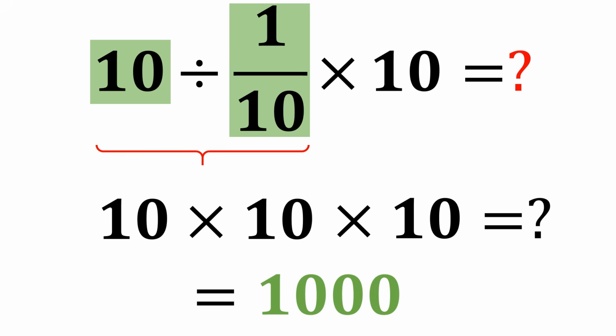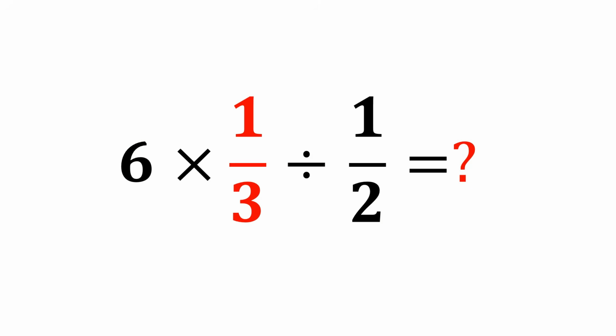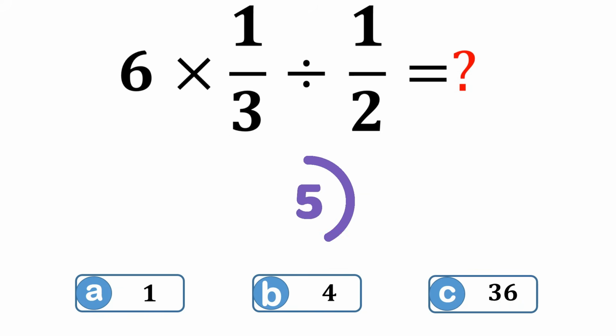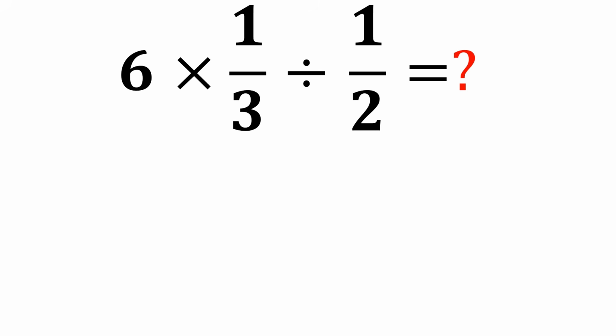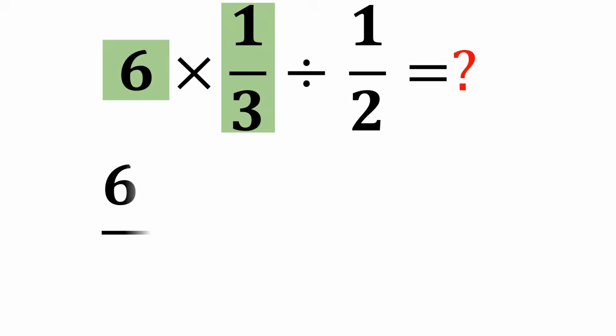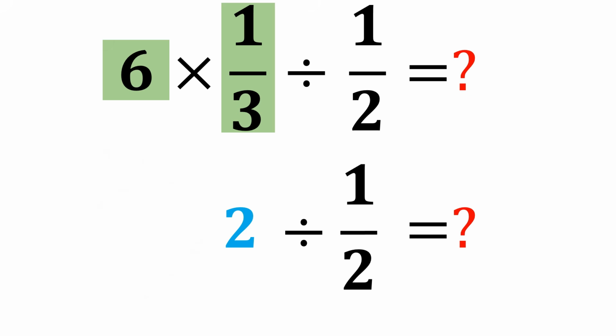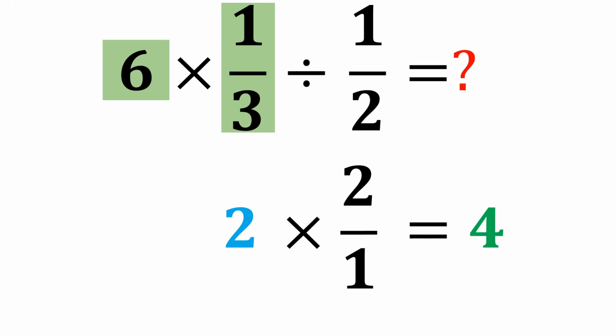If you got that, you're officially a math ninja. Now, try this one. 6 times 1/3 divided by 1/2. Is it 1, 4, or 36? 5 seconds. The answer is 4. Again, left to right. First, 6 times 1/3, or 6 divided by 3, is 2. Next, 2 divided by 1/2. Using KFC, keep the 2, flip 1/2 to 2, and change division to multiplication. 2 times 2 equals 4. Simple as that. Ready for something tricky?